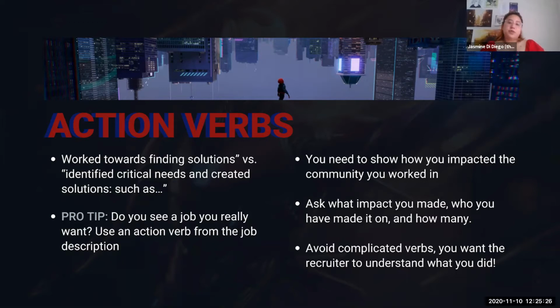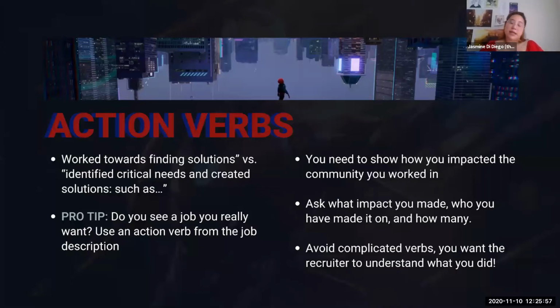So for example, to the left, we have an example of what you shouldn't do and what would be better. Instead of saying worked towards finding solutions, you could say identified critical needs and created solutions such as blank. And then also avoid complicated words because you want your recruiter to understand exactly what you did. If there's lingo that is only really known by the people in your organization, maybe actually explain what it is without saying that lingo.